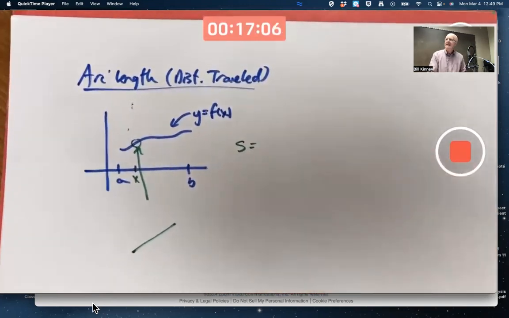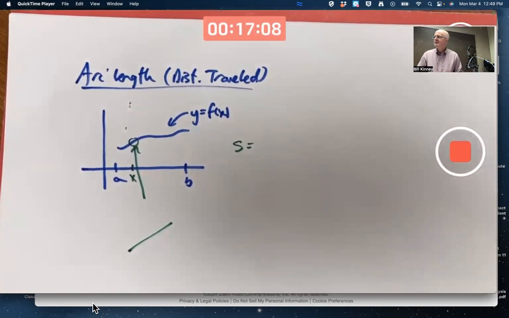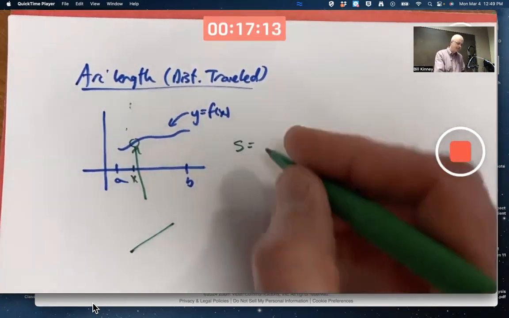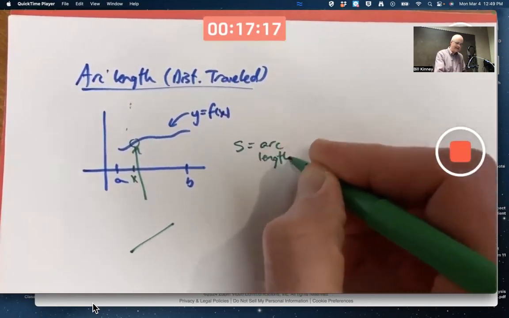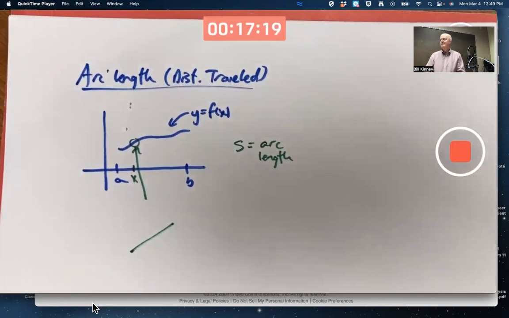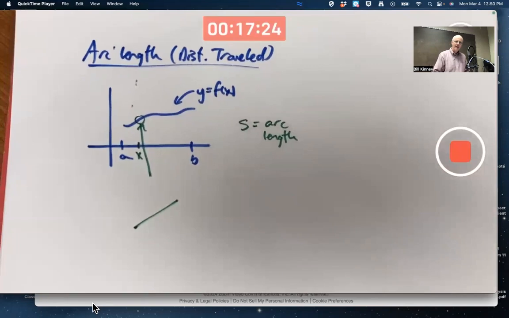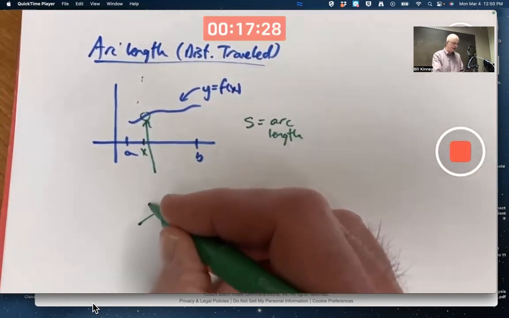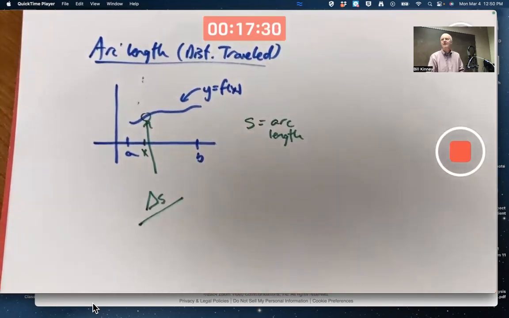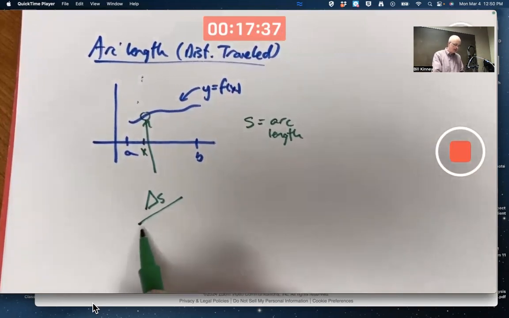S is, unfortunately, perhaps, the standard letter to use for length of a curve, arc length. S is arc length. It does not mean speed. So if we're looking at a little piece of it, we are asking after the small arc length, maybe we want to call it delta S, a hint that it's a small amount of arc length. Again, it looks straight, but maybe it's slightly curved.